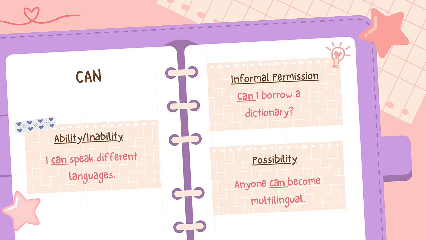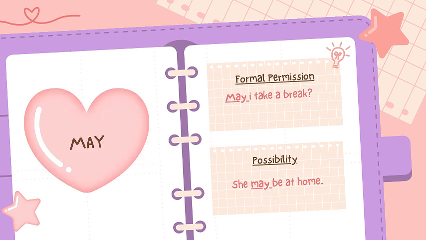Let's focus on can as our first modal verb. What does can mean? Can is used to show ability or inability. For ability, the example is I can speak different languages, but for inability, I cannot speak different languages. Can also expresses informal permission, like this: Can I borrow a dictionary? Also, can shows possibility, like this example: Anyone can become multilingual.